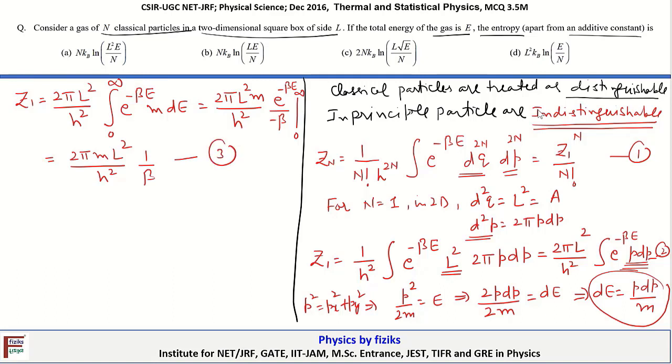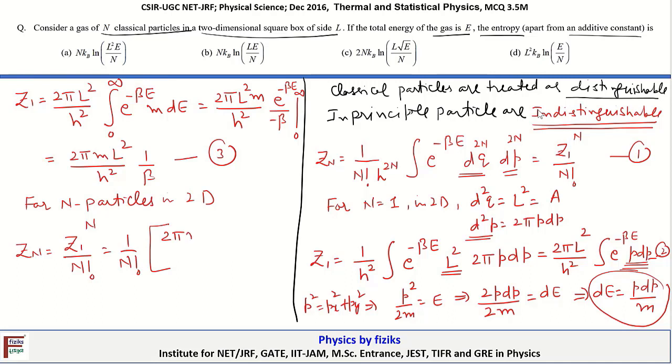Okay, so therefore for n particles confined in 2 dimensions, Zn will be Z1 power n divided by n factorial. Okay, so this is equal to 1 upon n factorial, and inside the bracket we have Z1, which is 2 pi m L square upon h square into 1 by beta, and its power n. Let me call this equation 4.